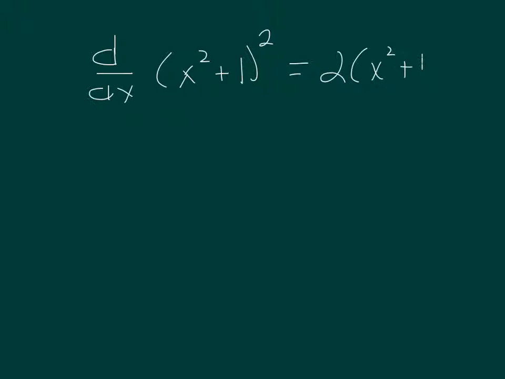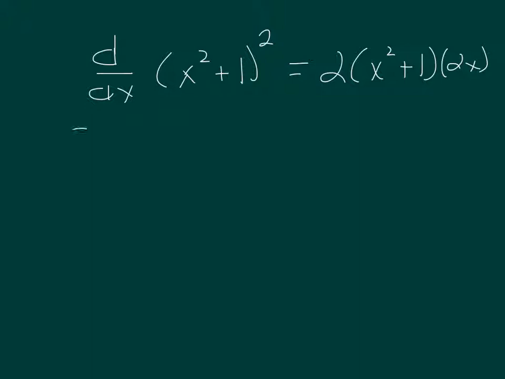If I want to take the derivative with respect to x of this composite function, and that's what we're going to be working with today, composite functions, we have to use the chain rule. If we take the derivative, we know that we get 2(x squared plus 1) to the first power times 2x. In other words, the derivative of the outer function times the derivative of the inner function.